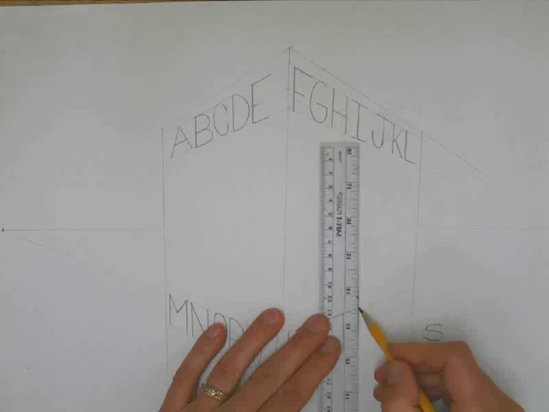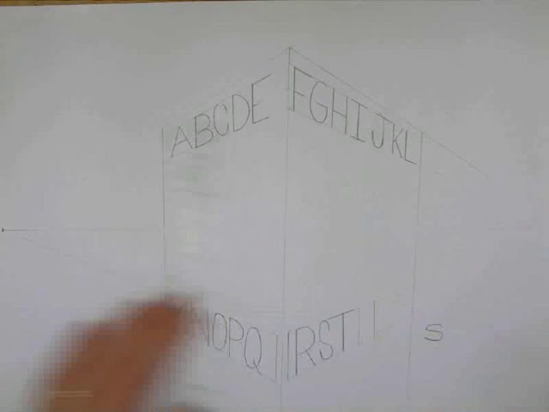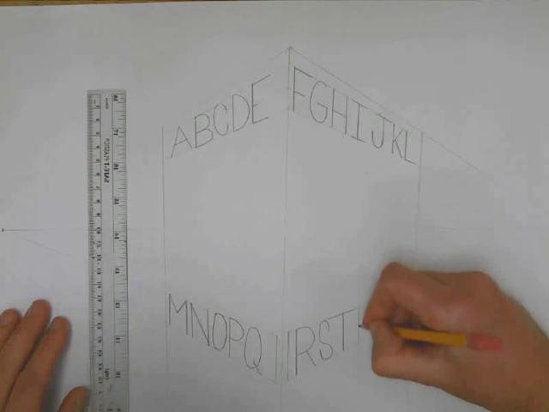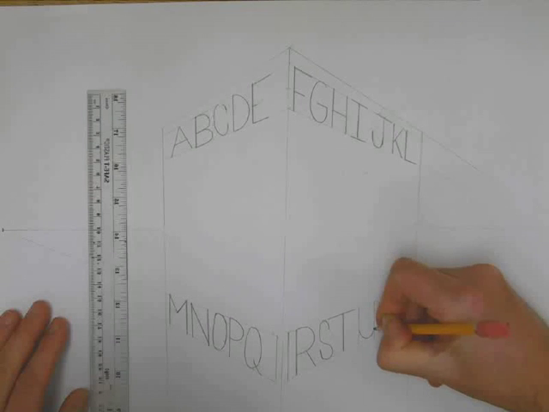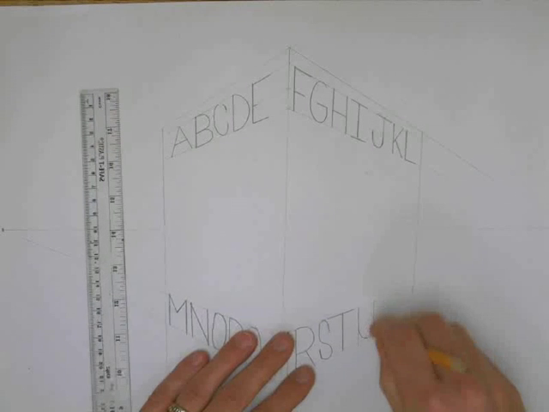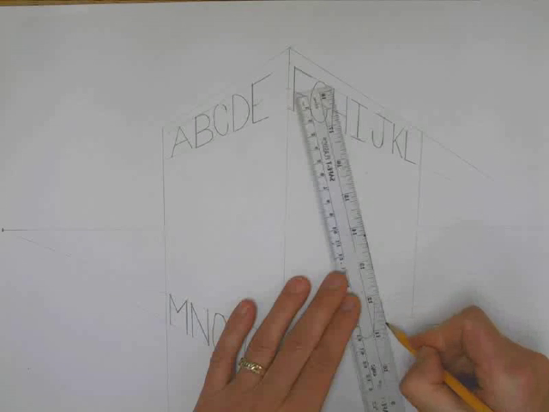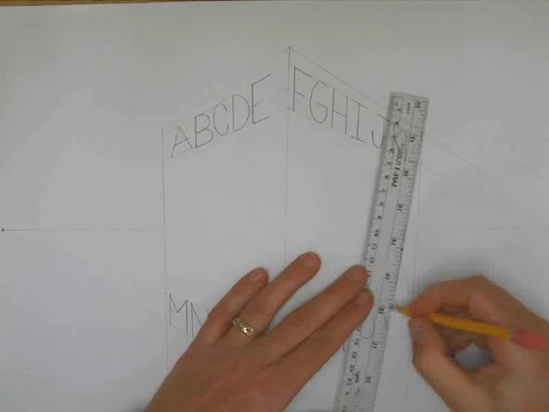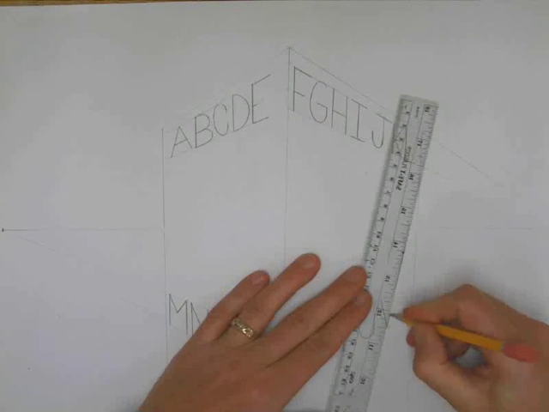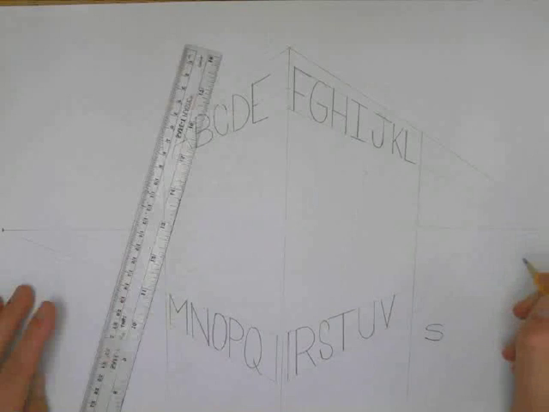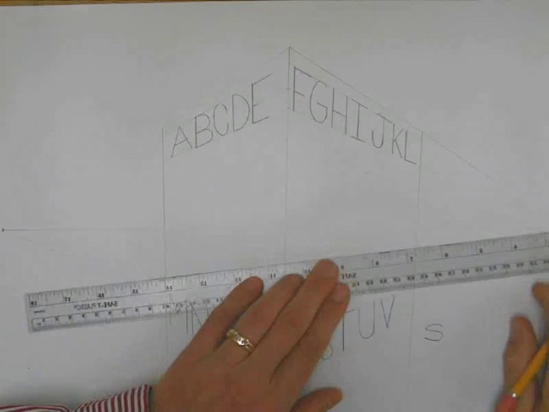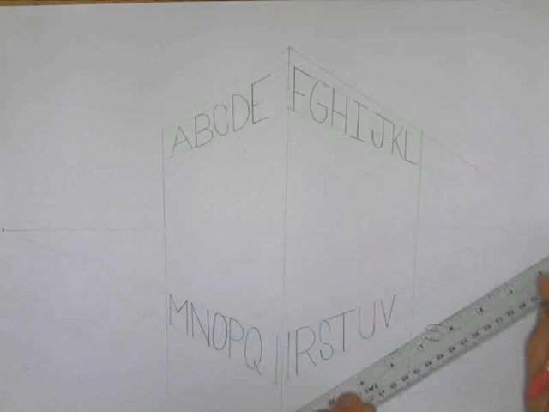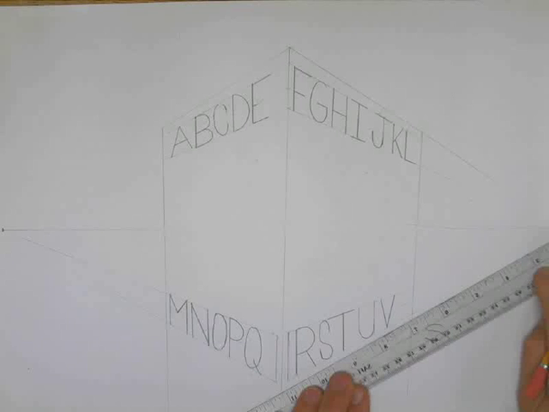U, what I would do with a U is I'd put 2 lines here like so, and then I would connect them like that. V, you just don't go to any vanishing point or vertical, you just make 2 angled lines. Okay, I'll go and make some more guidelines down here for more letters.